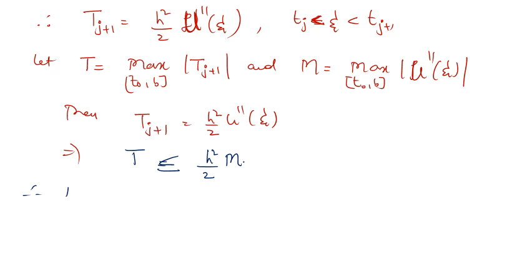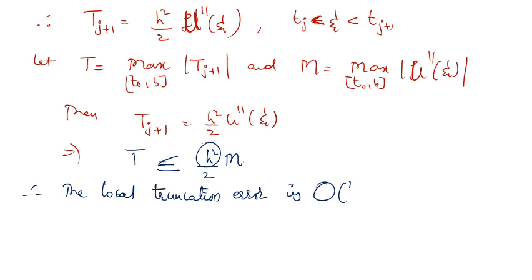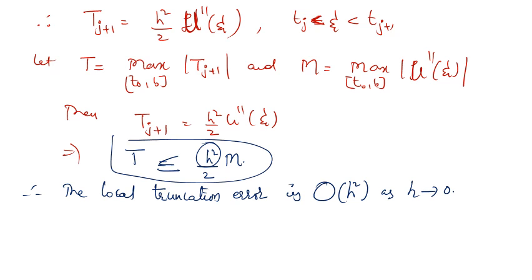Therefore the local truncation error is of what order? Order of h square, big O of h square, as we decrease the step size h tends to 0. This is Euler's method and its truncation error, which is final: order of h square. The Euler's method discussed previously is called the forward Euler's method.